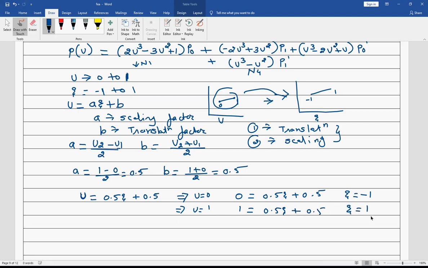So xi equal to 1. So you are going to get xi equal to 1. You can do it. It's simple math, nothing else. So we have converted 0 to 1 into minus 1 to 1. So this is one of the important things.